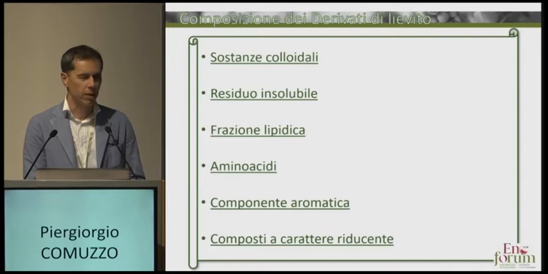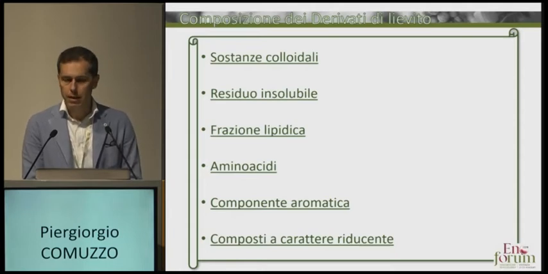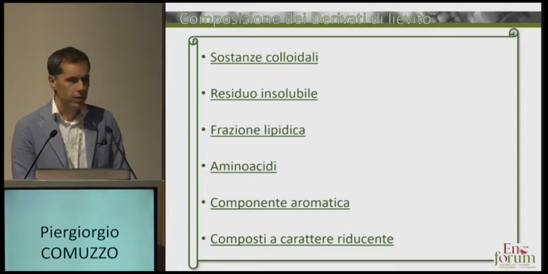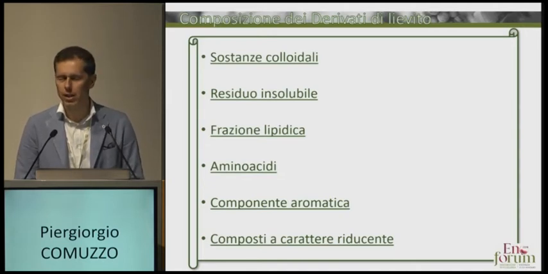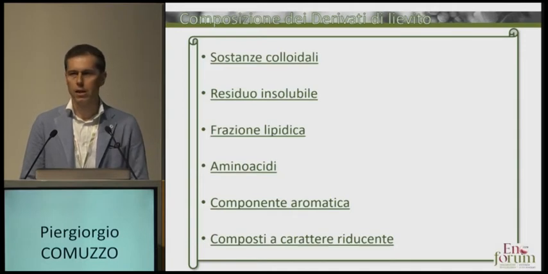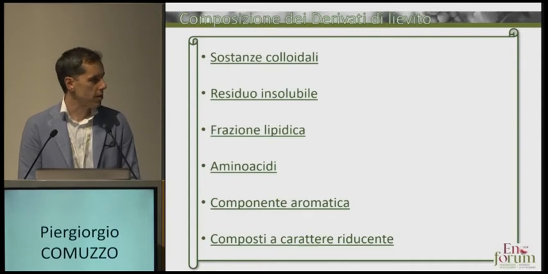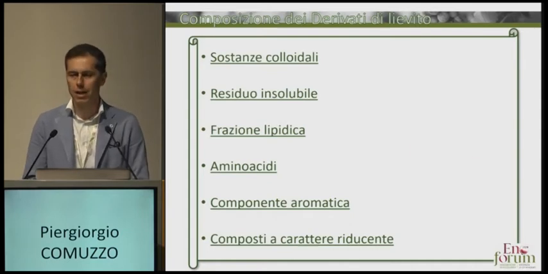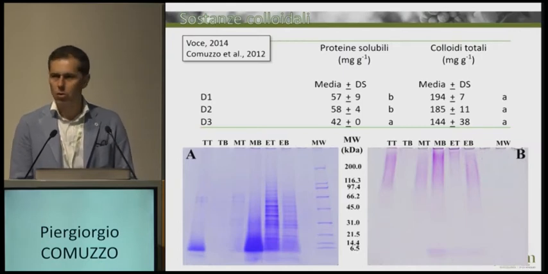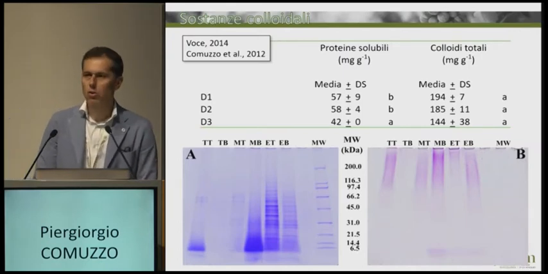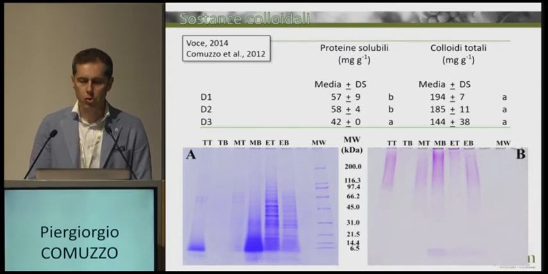I will start with colloidal substances, then I will talk about the insoluble residue, which is important in quantitative terms, especially for inactivated yeasts and hulls, the lipidic fraction, the amino acids, the aromatic components, and certain reducing compounds. We'll see what characteristics these substances convey to our products and how winemaking methods can have an impact on all those components. Let's start with colloidal substances.